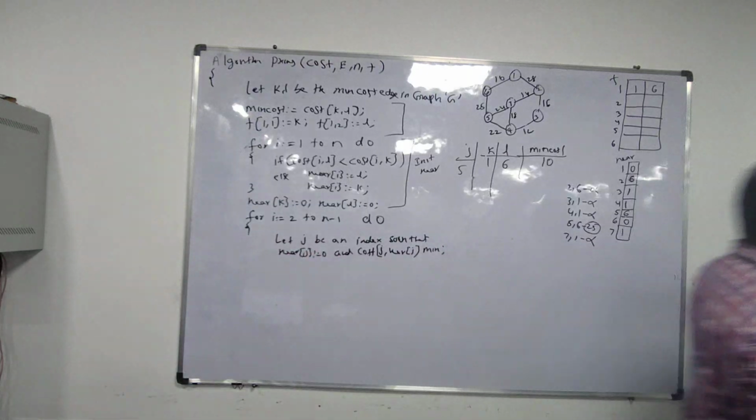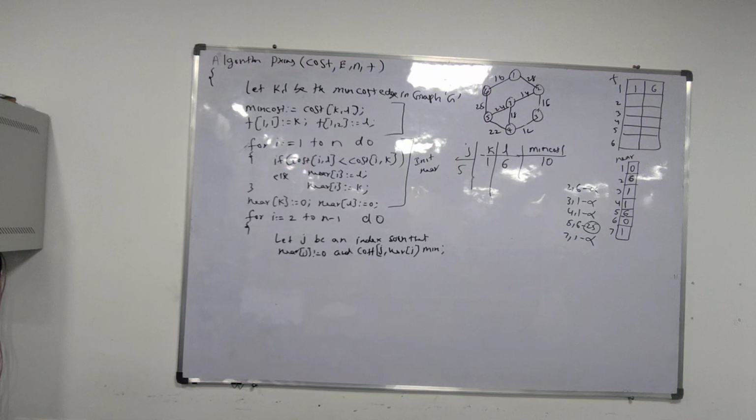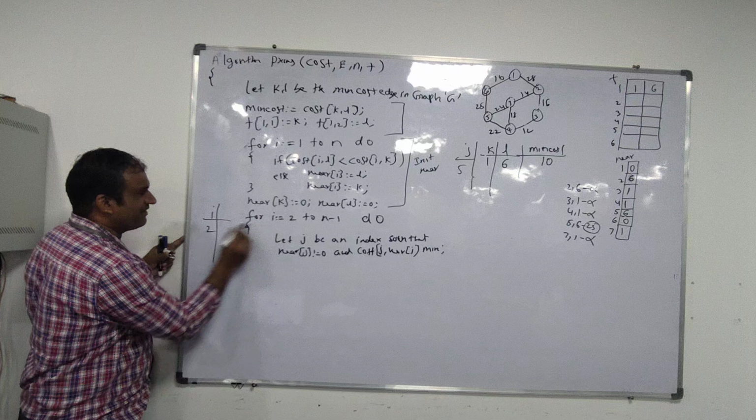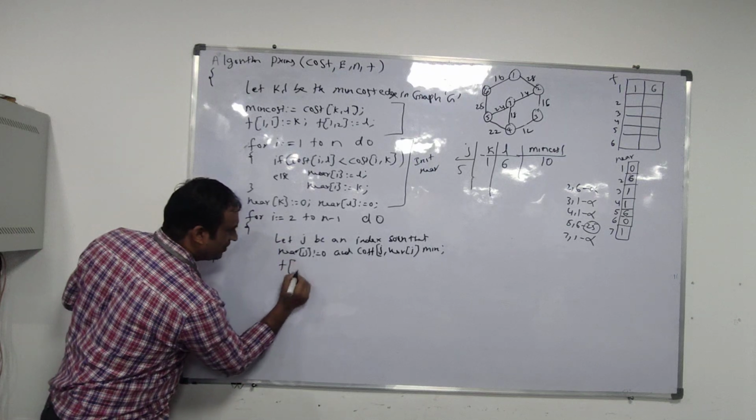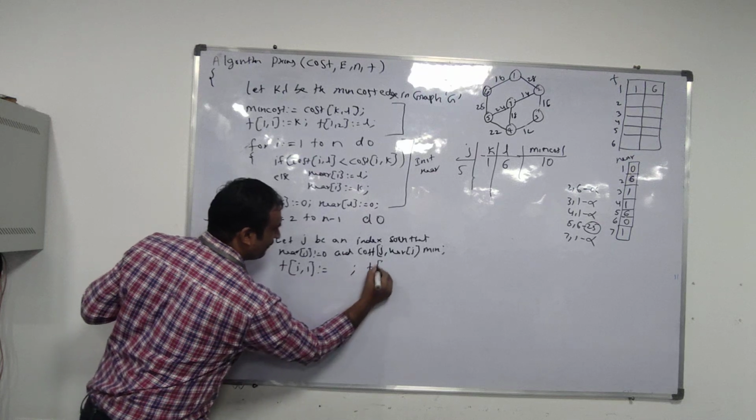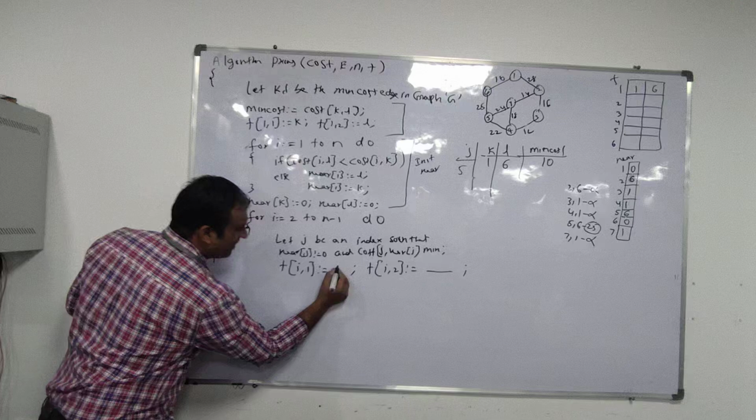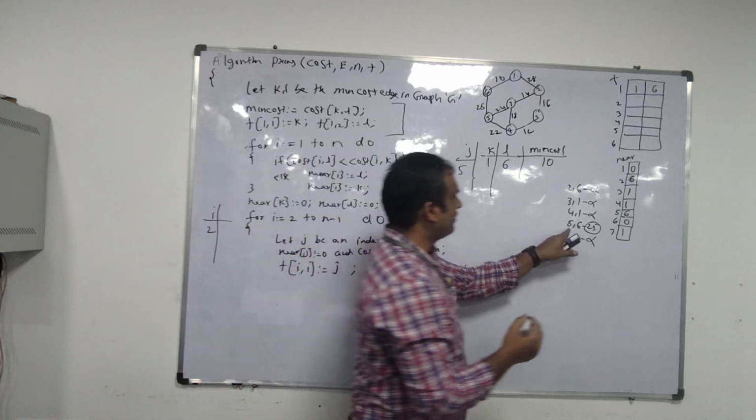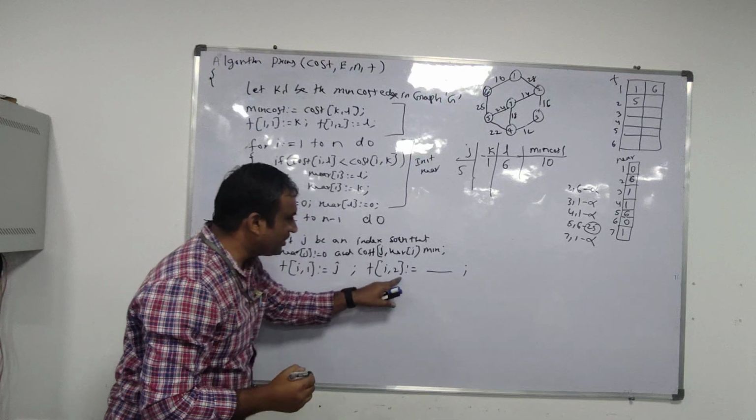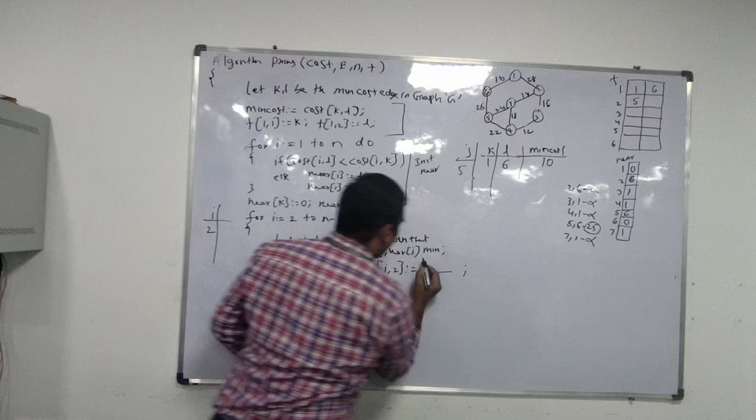So what do you need to do? You found the J. Now update the second edge, third edge, fourth edge, fifth edge in the same way. What is the I value? 2. So what will you do? T of I comma 1 is equal to J. What is J here? 5. So 5 will be written. Next, T of I comma 2 is equal to 6. Who is 6? Near of J.